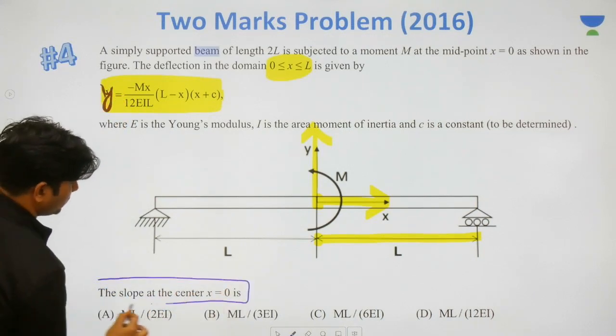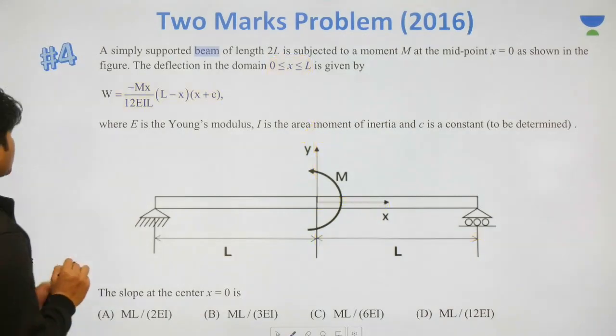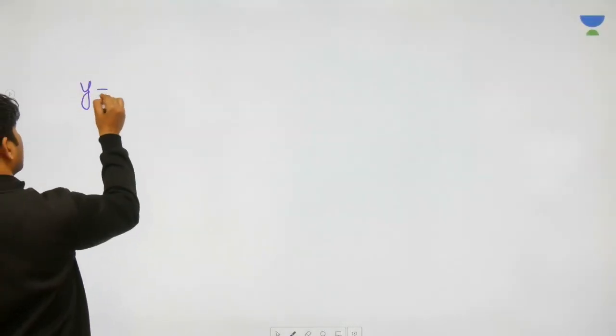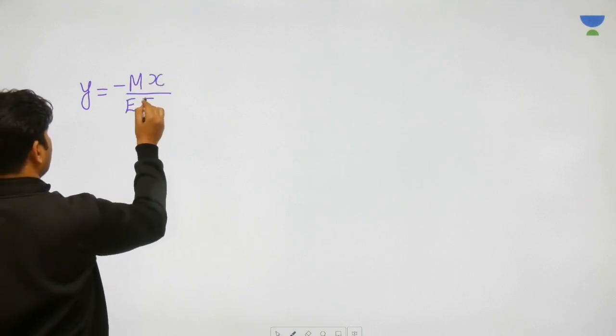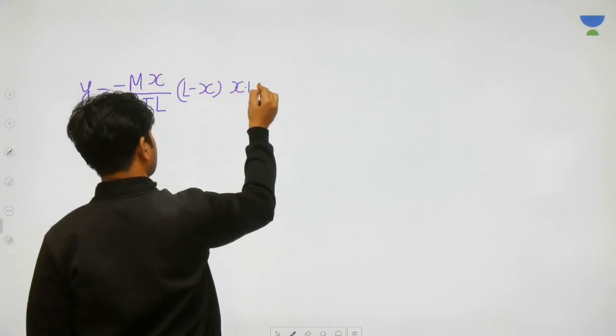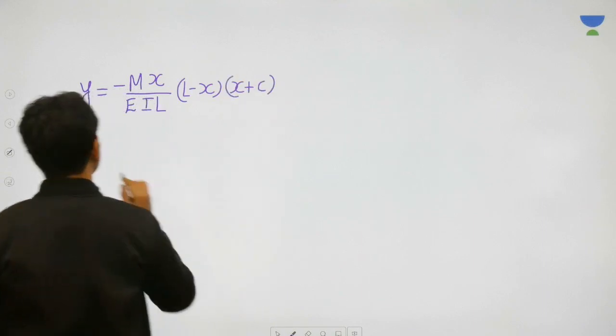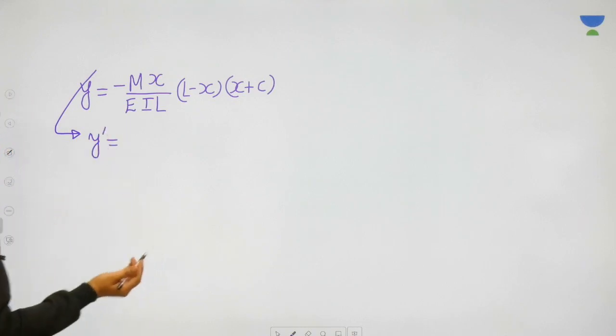Then they are asking what will be the slope at x is equal to 0. This is deflection, then what will be the slope at x is equal to 0. So let me reproduce this equation very quickly. They are giving you the deflection as minus m into x divided by EIL, and L minus x, and x plus c, and they're asking the slope.